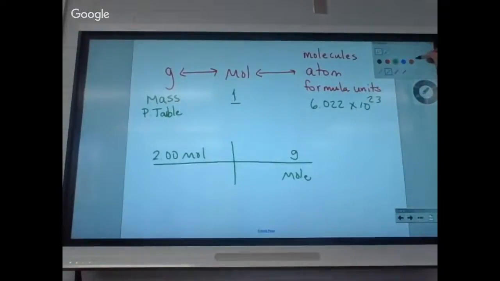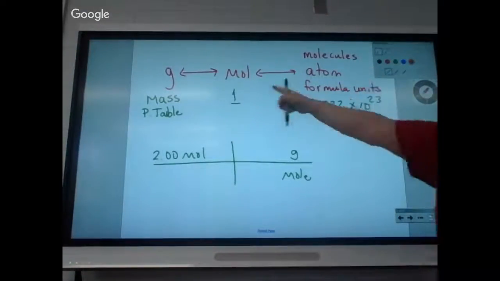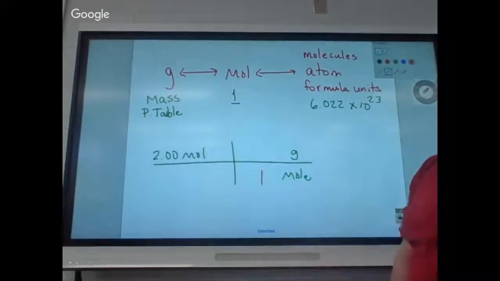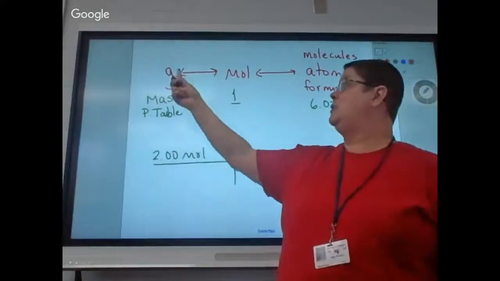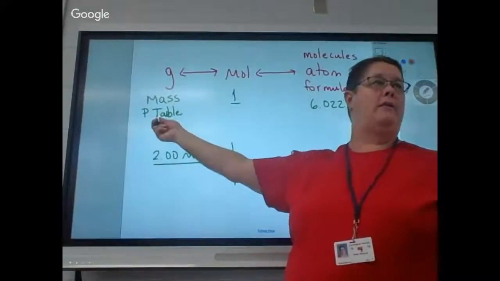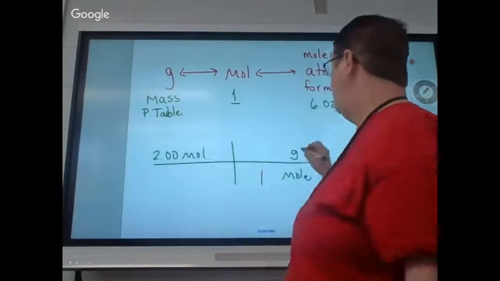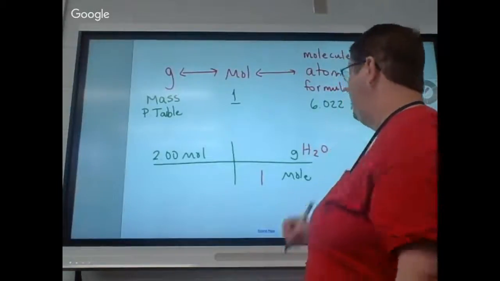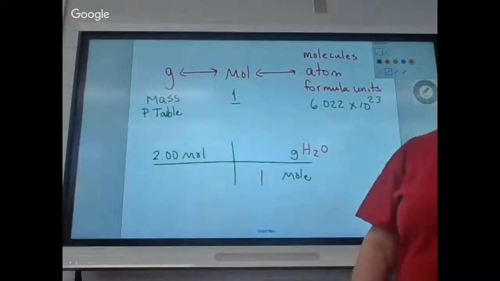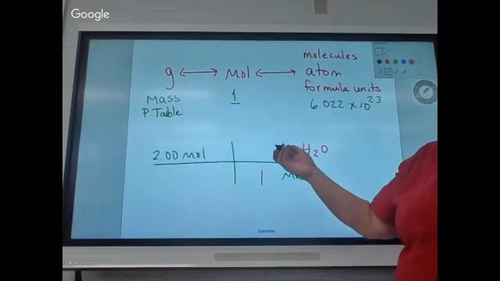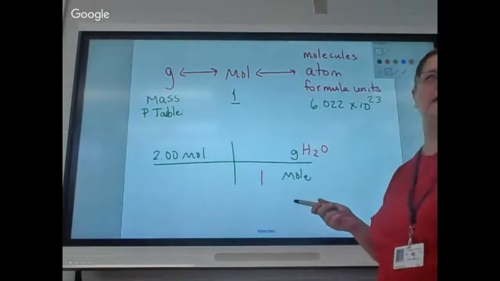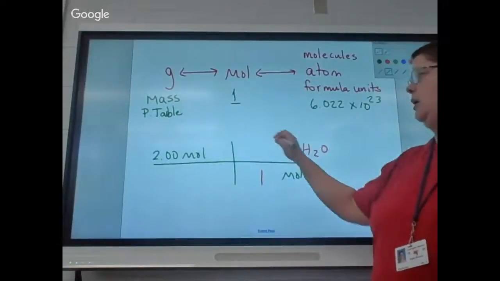So when we look at what we know, every time we go to moles, what do we have to put? 1. We have to put a 1 beside moles. Every time we go to grams, what has to go beside grams? Mass on the periodic table. What did they give us in 5B? It said water, right? Water's formula is H2O. Now, the part that we did last week before naming had just an element. So we'd look on the periodic table and go, oh, it was hydrogen, and we'd write hydrogen's mass. But water isn't on the periodic table. We can't just look up there and write its mass down.